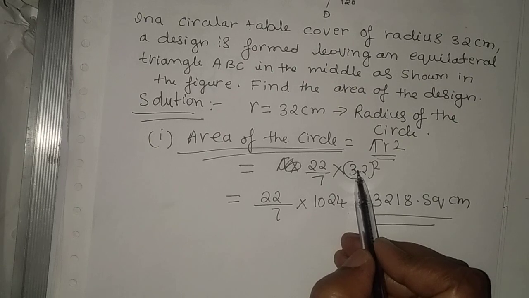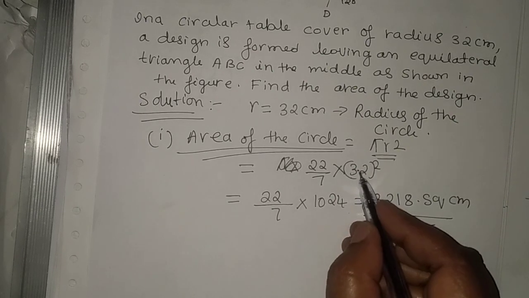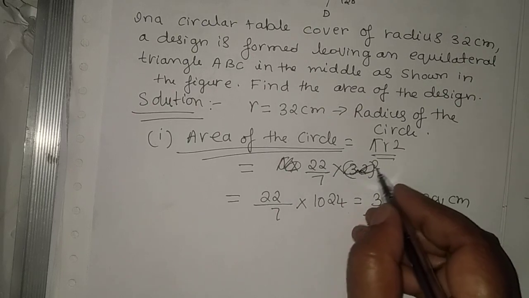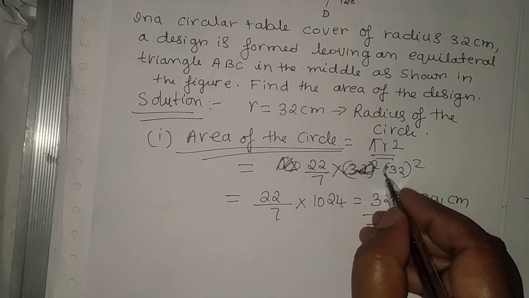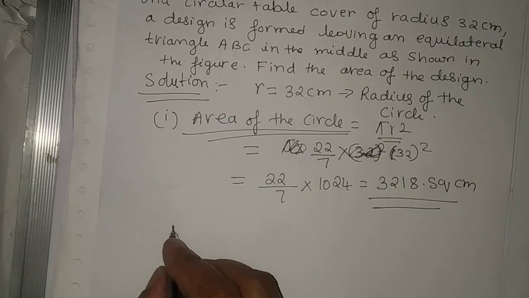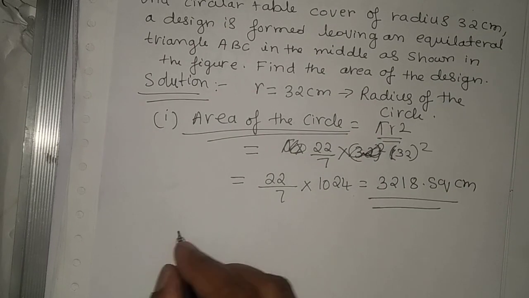So we finished the first part, the area of the circle, pi r square. The radius given is 32 centimeters. We substituted it here, this is 32, and we found out this one.